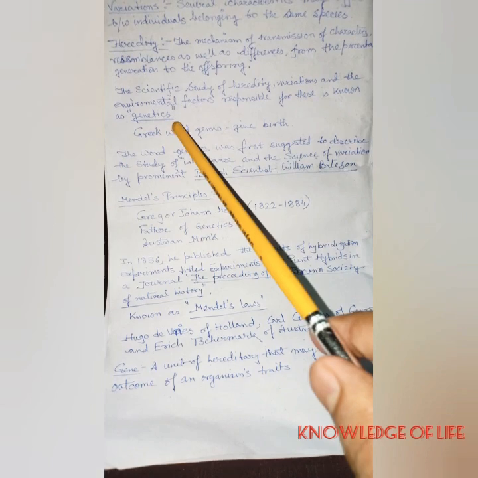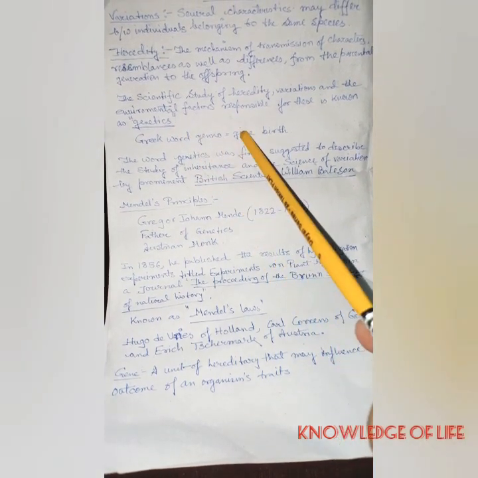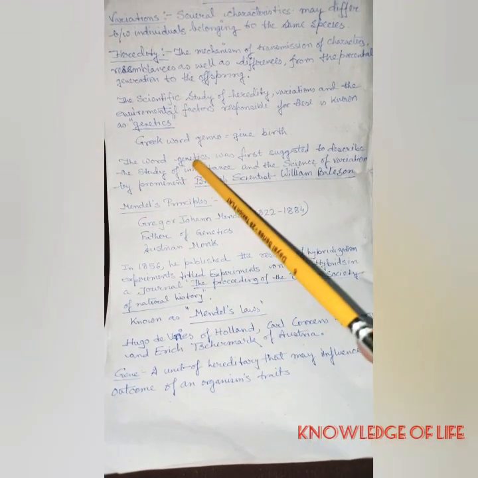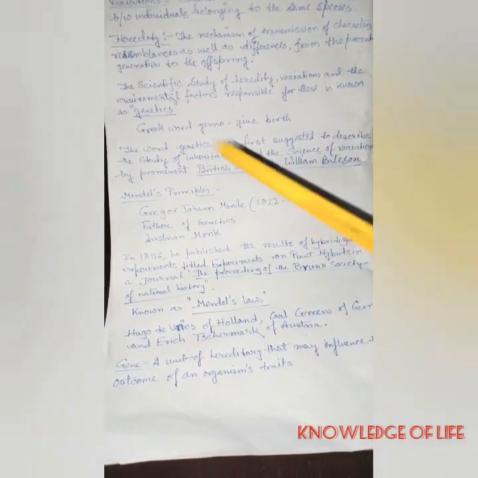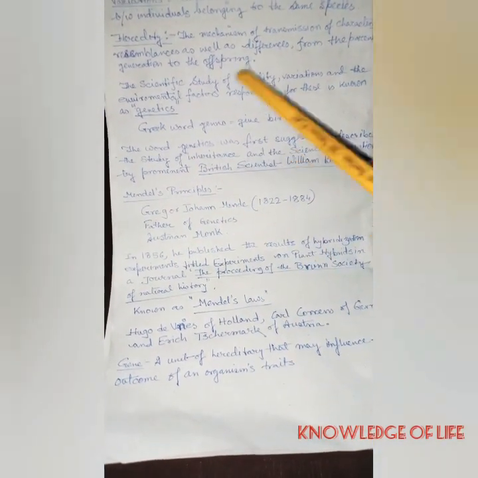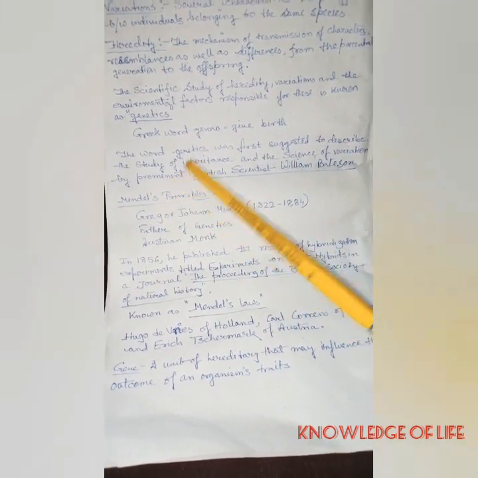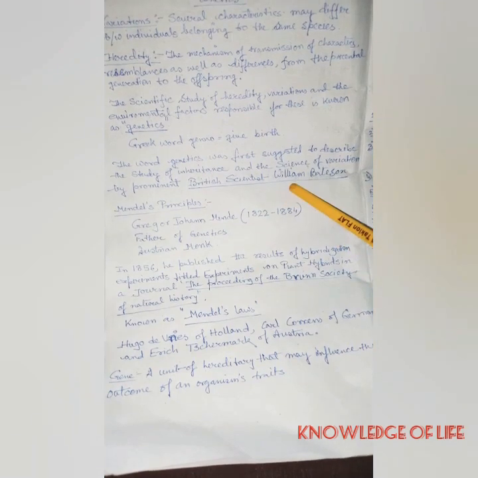Genetics comes from the Greek word genno, which means to give birth. The word genetics was first suggested to describe the study of inheritance and the science of variation by the prominent British scientist William Bateson.